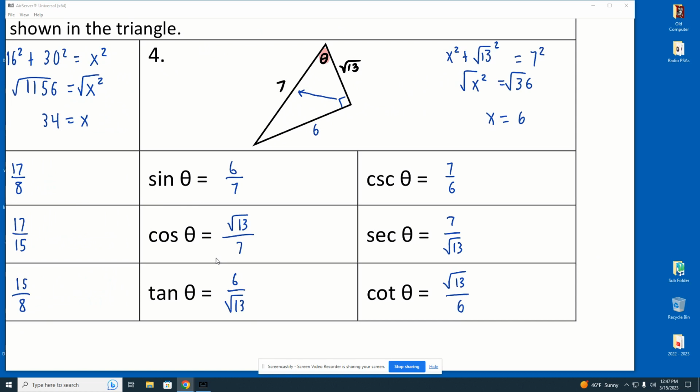No. Math, for some reason, hates having radicals in the denominator. Now, my personal opinion is I don't see why it's a big deal, personally. But on your test, you won't see 7 over square root of 13 as your secant of theta. You won't see 6 over the square root of 13 as your tangent of theta.